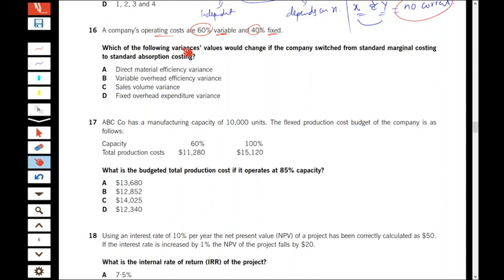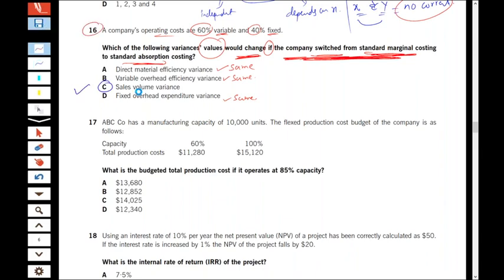Now, question number 16. A company's operating cost is 60% variable and 40% fixed. Which of the following variance values would change if the company switches from standard marginal costing to standard absorption costing? The answer: material price variance will remain the same, variable overhead remains the same, fixed overhead expenditure will remain the same. The only thing which will change is option C, and that is why option C.